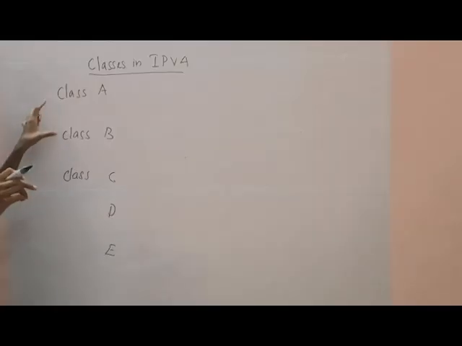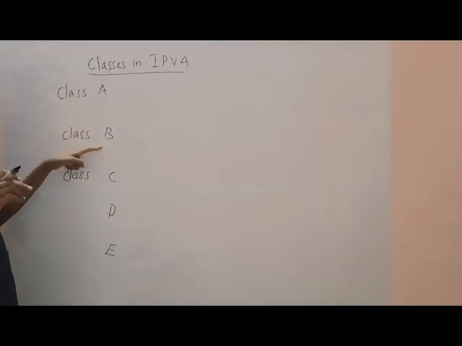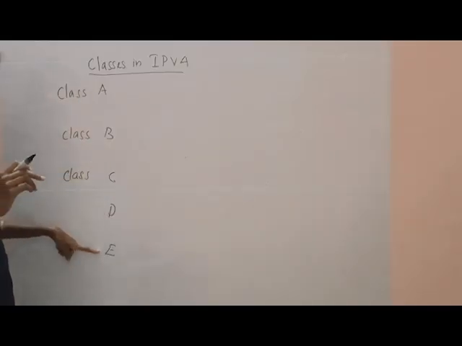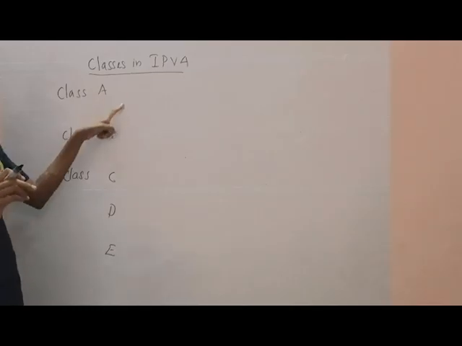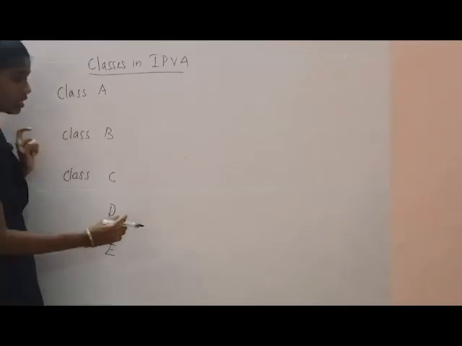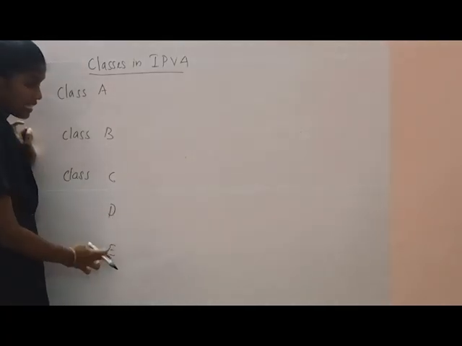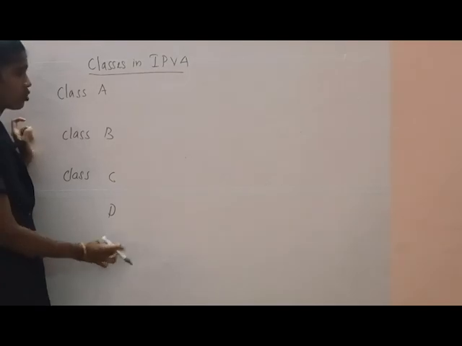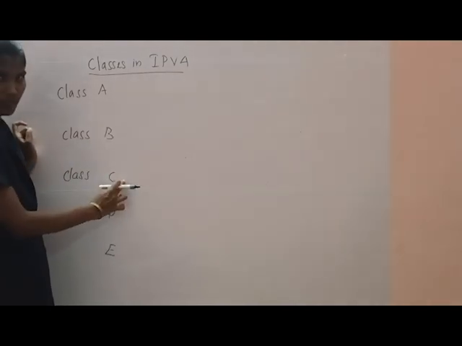Here we have 5 classes: Class A, Class B, Class C, Class D and Class E. And probably we will be using these 3 types of classes. We won't be using Class D and Class E. Class D is for multicasting and E is for reserved purposes. So we will be using only 3 types of classes.